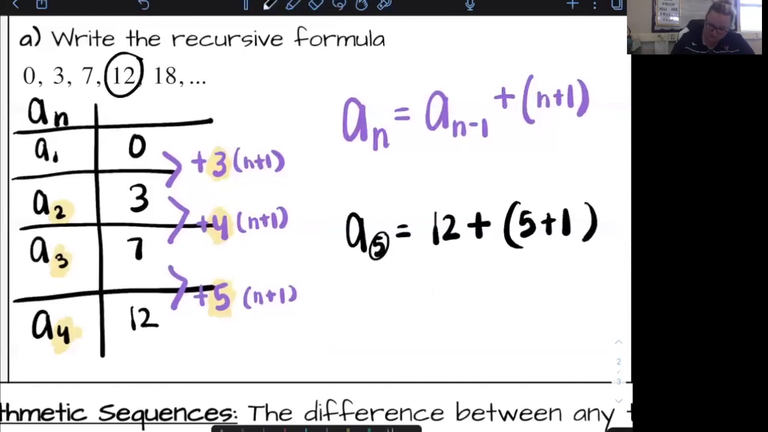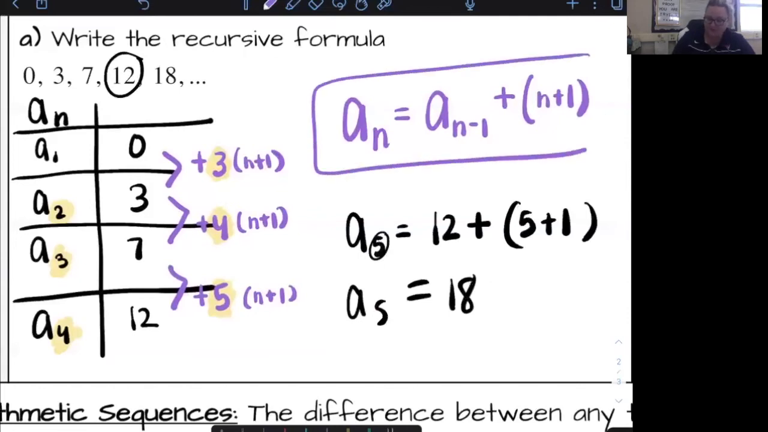Okay, I actually didn't want to circle that. So my final answer is the formula.